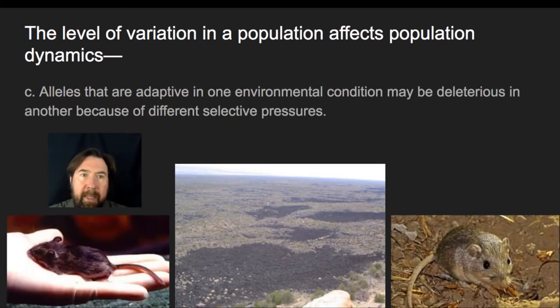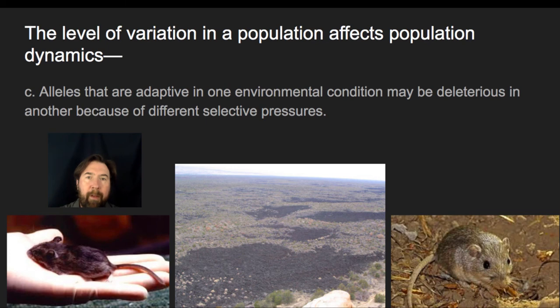So one of the things that we can see is that alleles that are adaptive in one environment may not be adaptive in another. In fact, they may be deleterious in other environments. And so we have this classic example of the rock pocket mice. This is an area down in the southwest of the United States where there are these dark lava flows. And these dark lava flows create these dark areas and then sort of light brown areas along the ground.